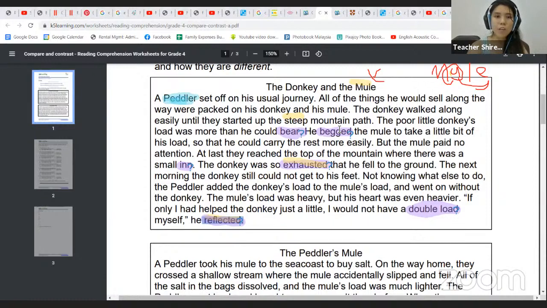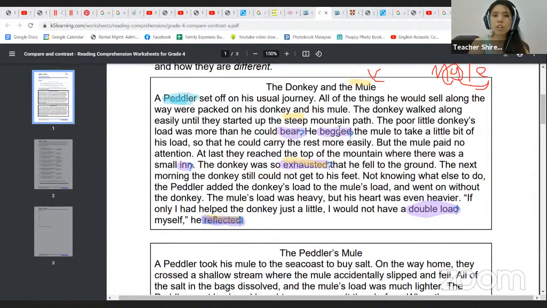But the mule paid no attention. So both of them are supposed to help the peddler, the donkey and the mule. But the mule just walked along without paying any attention to the donkey. So now at the end of the day, they are on top of the mountain. There is a small inn. Inn is like a hotel, or a small place to stay. The donkey was so exhausted that he fell to the ground. It's like boom, the donkey fell onto the ground.